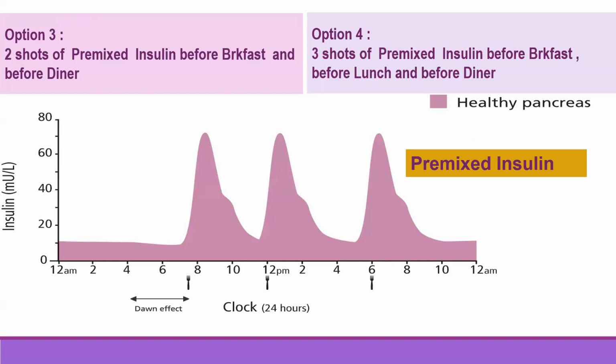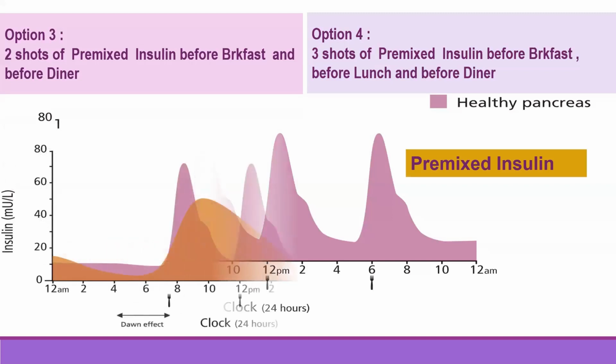We can give two shots of premixed insulin, before breakfast and before dinner. This is the way, because this patient has a very high fasting and PP value, and in that case we have to start twice daily premixed insulin, or we can give a basal bolus insulin. Premixed insulin twice daily is more acceptable to the patient because a basal bolus regime means you have to give 4 shots.